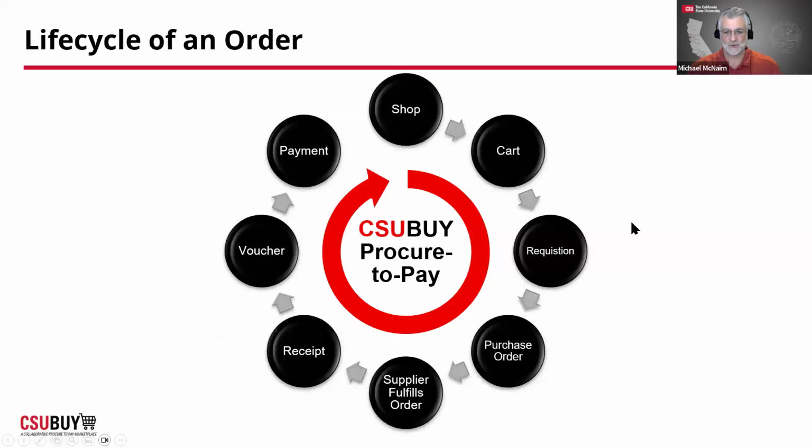The purchase order gets sent to the supplier. The supplier fulfills that order, whether it's goods that are shipped to the campus or services provided to the campus. So they fulfill it somehow. After that, there's a receipt, either receipt of goods or an acknowledgement that the services were performed, services rendered. The supplier provides an invoice that gets processed through a voucher in the system. And eventually, after the voucher is approved, the payment can be made to the supplier. So that is the full cycle of an order.